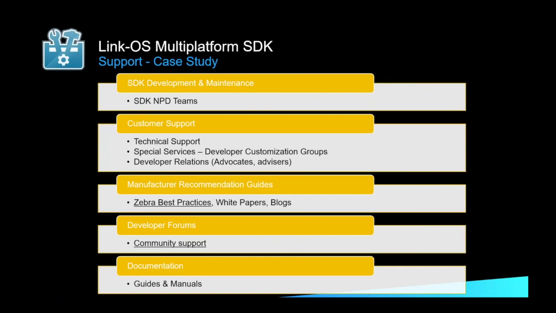For support, just the last part that we have done. Optimization is not done only through SDKs, algorithms, and all of that. We also need to provide developers different ways to interact with us. We have one portion of that done with our SDK team, but we also have another portion done through different teams. So, customer support, we provide technical support. Also, we have our special services. Again, when your use cases are not covered with the SDK, you can go through the developer customization groups.